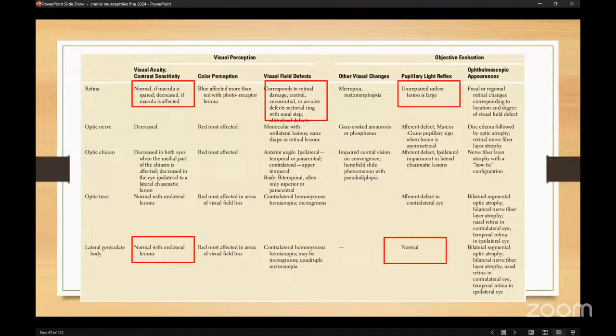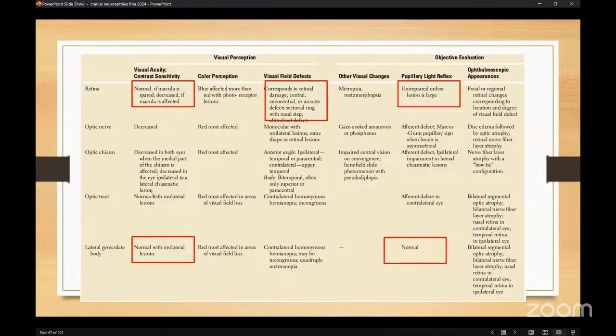So this is what is important. If there is retina involvement, the color perception of blue is more affected than red. And you will have various horizontal field defects, altitudinal field defects. You can have some micropsia, metamorphopsia. And the pupillary light reflex will remain okay in this. Then in the optic nerve, the visual acuity goes down. Here the red color is more affected, color perception wise. And here the pupil will get affected. There will be a relative afferent pupillary defect.